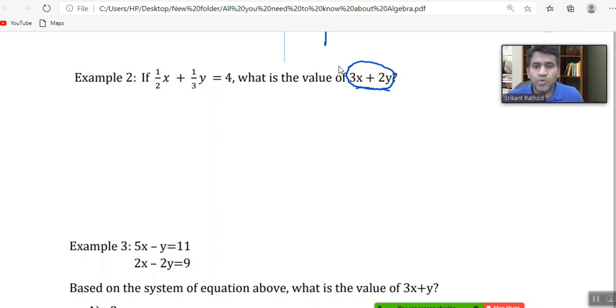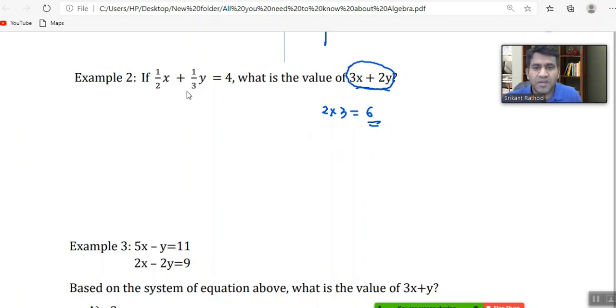Now look at how we do it. Half of x plus 1/3 of y is equal to 4. This is fractional, so I have to make a common denominator. Here it is 2 and here it is 3, so the common denominator should be 2 times 3, that is 6. That is the least common multiple. Why? Because 2 and 3 are different, and they never come in each other's tables, so when you multiply them, 6 is the first common term that appears in both. That's what we call the least common multiple.